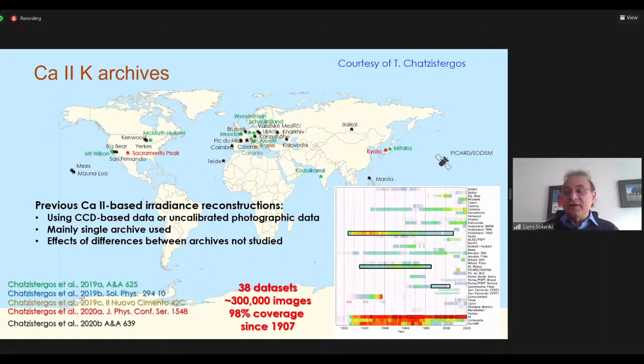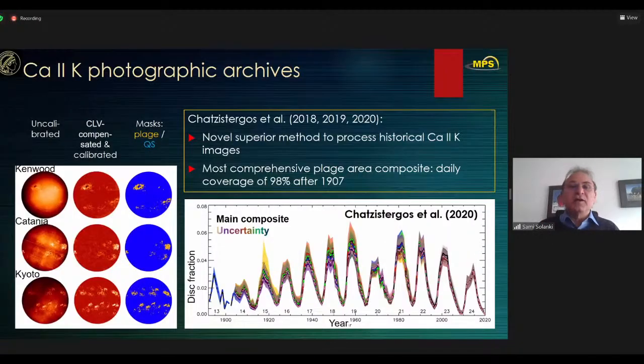In all, there are 38 archives known, approximately 300,000 images. And if you look at the coverage from all the archives, all the images, you actually get a 98% coverage since 1907. I mean, that's fantastic. But these are different archives having different problems, different calibrations, etc. And that has to be taken into account.